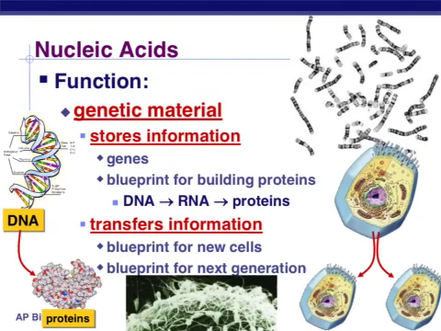Genes are found in the form of DNA. DNA can be transcribed into RNA, and RNA can be translated into proteins. Nucleic acids also transfer information. This is where new body cells get their information from. That's why we can take DNA from a cheek cell or from blood cells or from cells found on the ends of your hair, and they will all have the same genetic code because they all came from the same person.